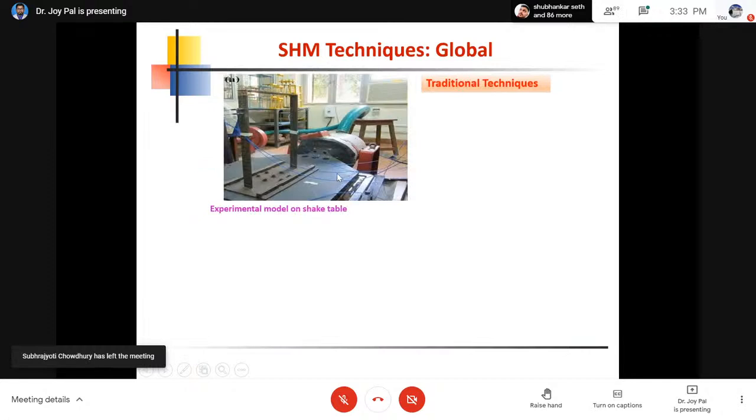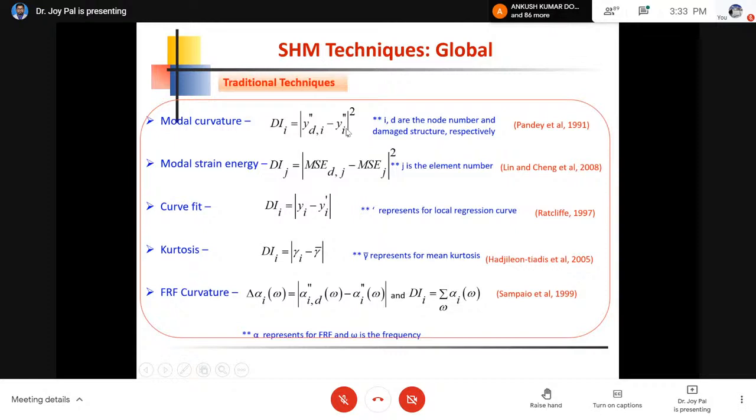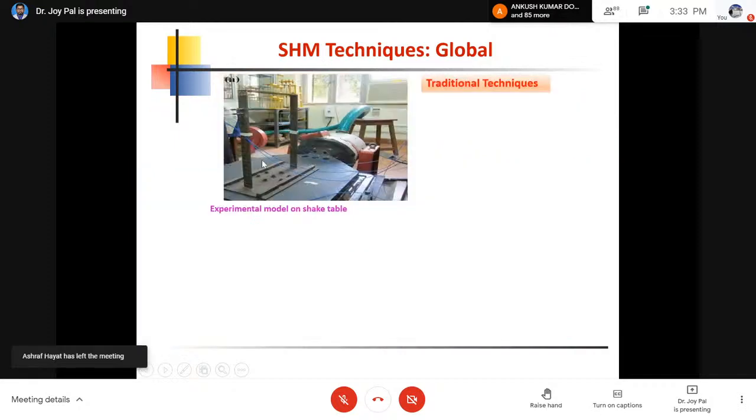This is a small scale frame structure resting on a shake table, with an accelerometer fitted to the structure, and the acceleration responses are collected. As damage, only 2 centimeters of damage is given, and we would like to see whether these traditional techniques are able to find the damage location or not. Please keep in mind, I am showing only one damaged structure, but for the damaged versus undamaged comparison, I have to carry out one undamaged experiment also.